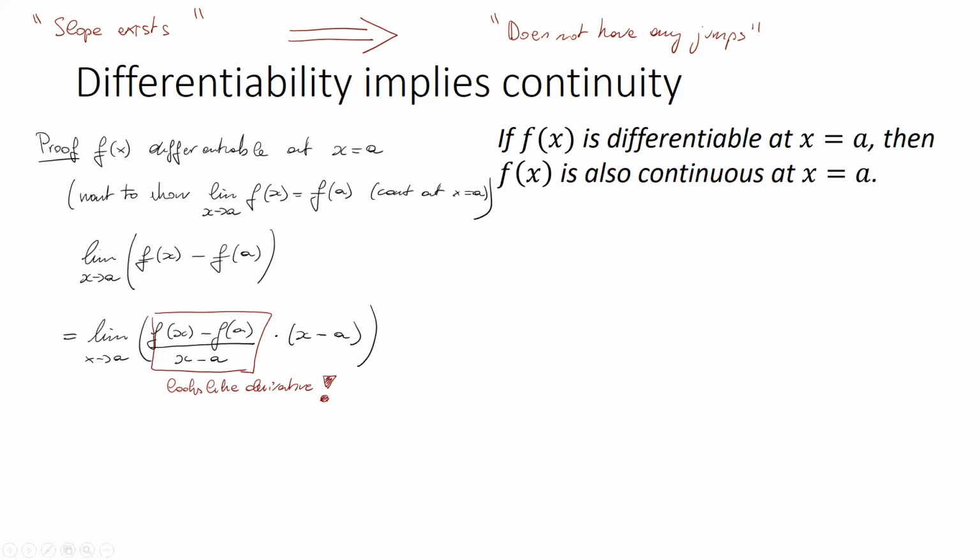And that's great because we know something about the function in terms of its derivative. We know that the derivative exists. So let's play with that a little bit and see if that gives us anything. One thing that we can do is we have a limit of something times something else. Let's write it as the product of two limits.